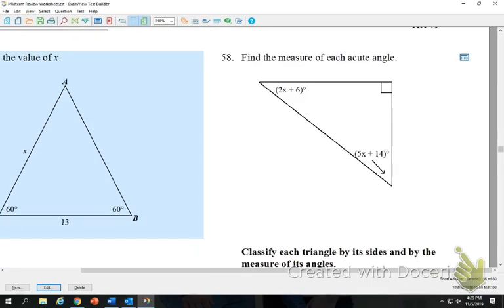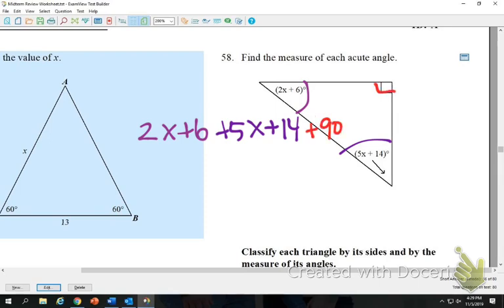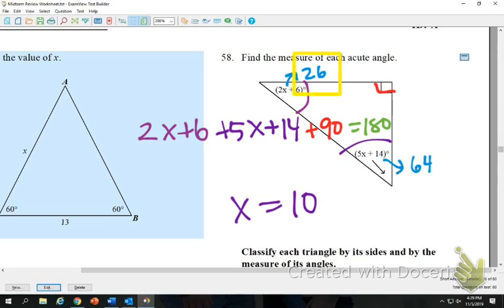You're going to add the angles because you have three angles in a triangle. So you're going to add each of them. You're going to add them, you're going to find x. Alright, so x equals 10. Then you're going to plug it back in. That's not my answer. This one will be 26. And this one will be 64.